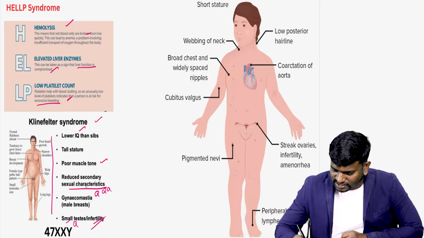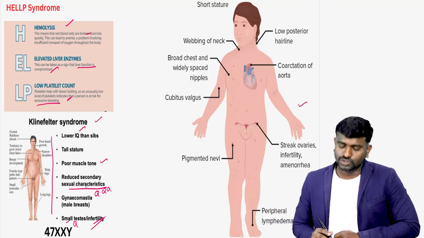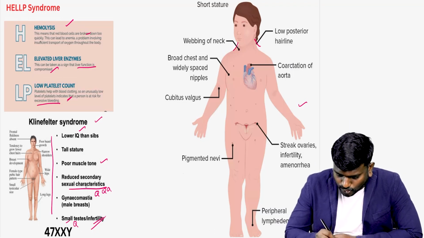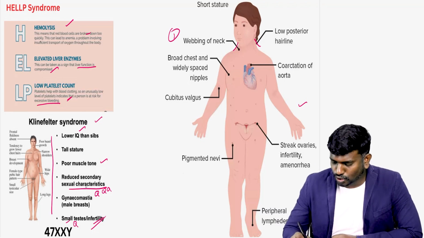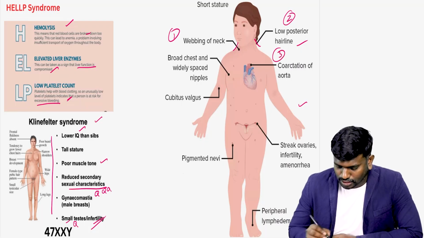Klinefelter 47XXY. What is this image here, sir? Please comment your answers. It is Turner syndrome. Very good. Why is it Turner syndrome? Because the patient has what? Webbed neck. Point number 1 to remember. Second, low posterior hairline. Good. Coarctation of aorta is also seen.